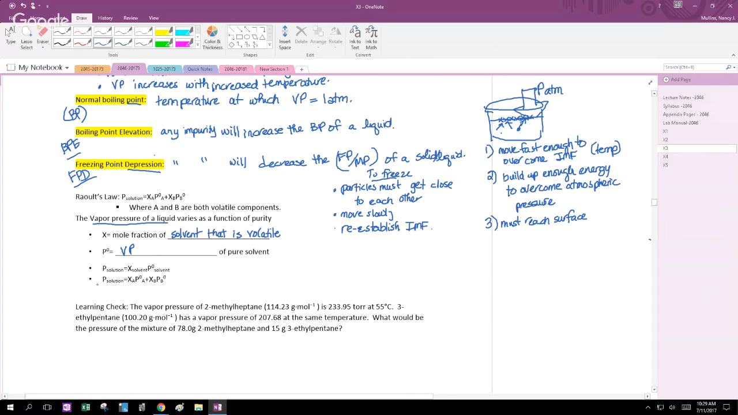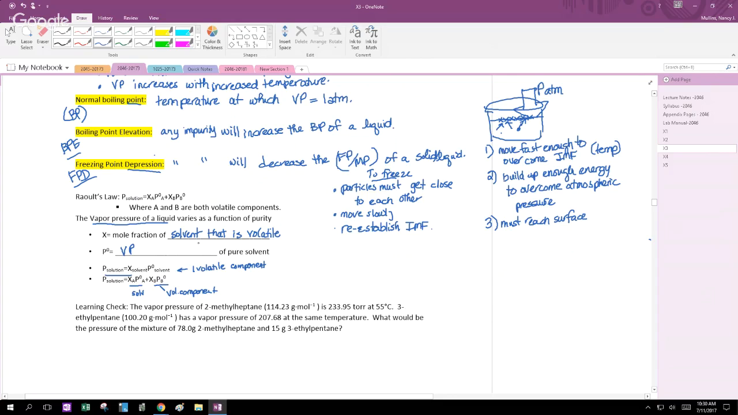But there's actually a couple different forms. This one says I only have one volatile component. But what if the impurity that I add is also volatile? Well, if that's the case, then they can each contribute. Where this is the mole fraction of maybe the solvent, and then we have our volatile component, solute. So each of them can contribute to the overall vapor pressure that we observe.